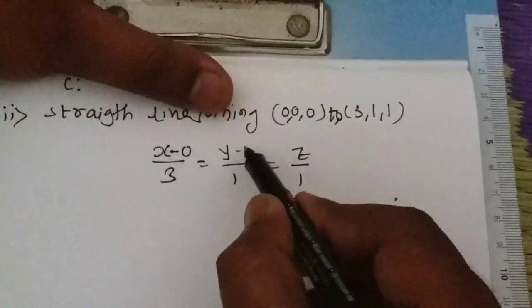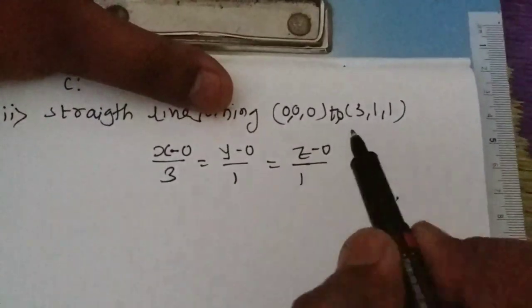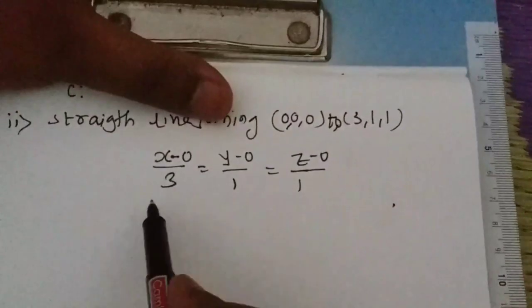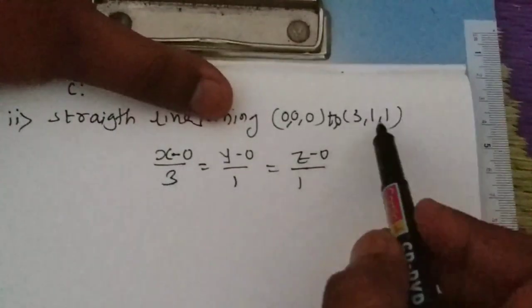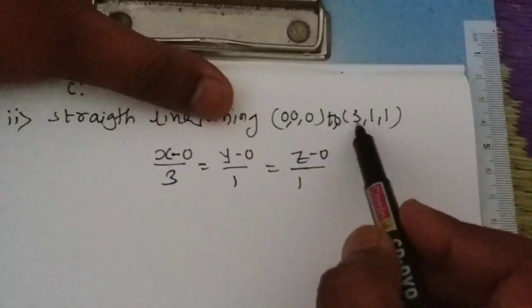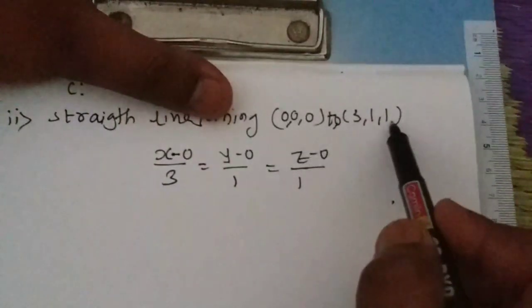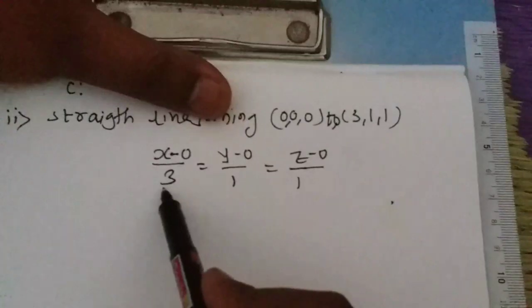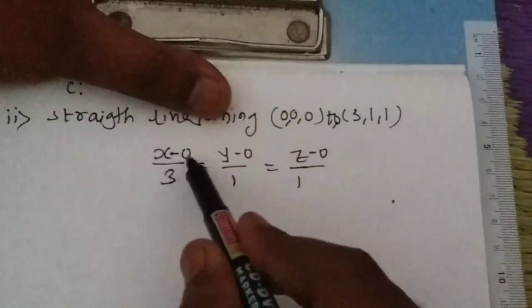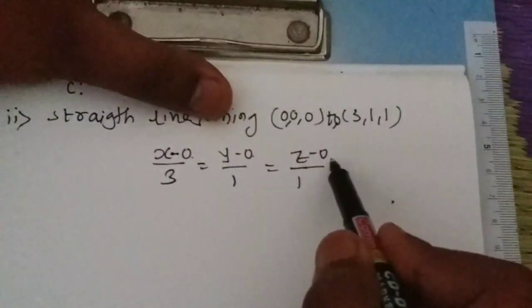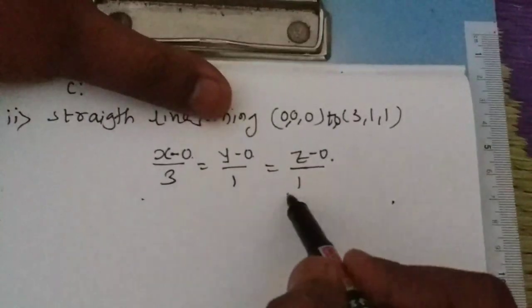x minus 0, y minus 0, z minus 0: it is passing through the origin. And how do we calculate direction ratios? The x component minus the x component, the y component minus the y component, the z component minus the z component. So it will be 3, 1, 1. This is the point from which it is passing, and these are the direction ratios of that line.